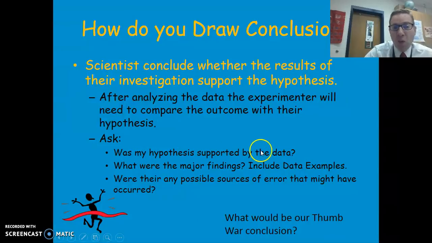Okay, was my hypothesis supported by the data? What were the major findings? So what did you find out? What did you think happened? Include all examples or data examples. And were there any possible sources of error that might have occurred? So in our thumb war, you're going to come up with a conclusion based off our data. Does the length of your thumb make a difference if you win or do not win?